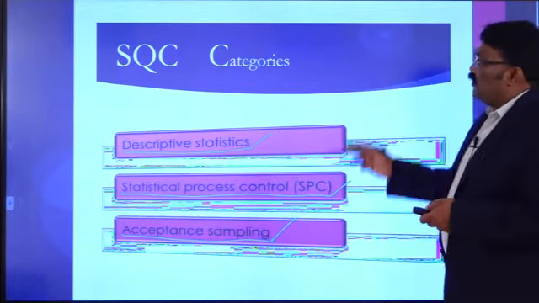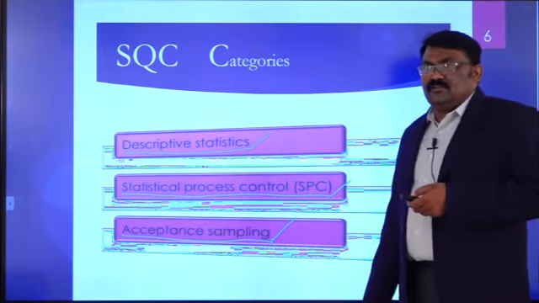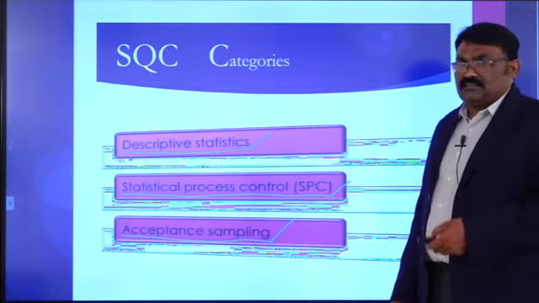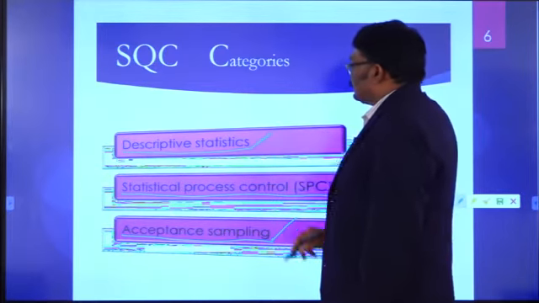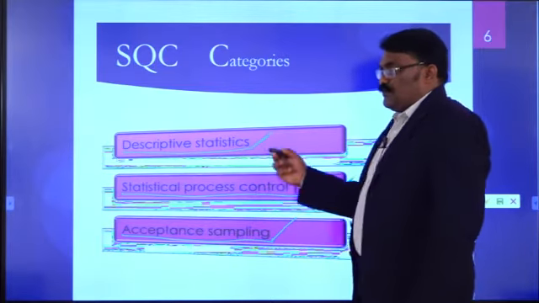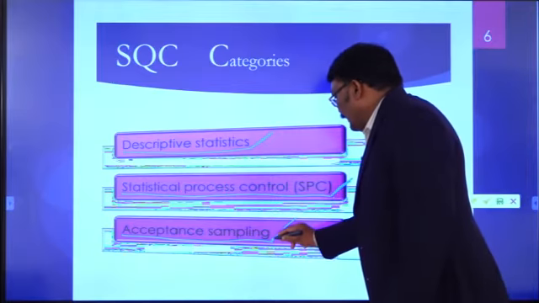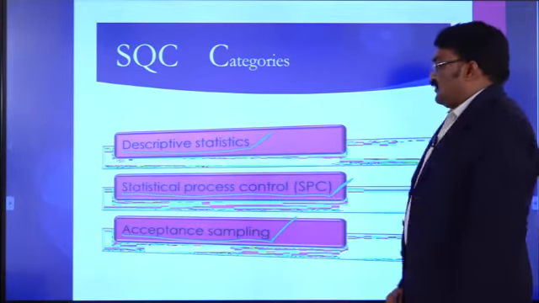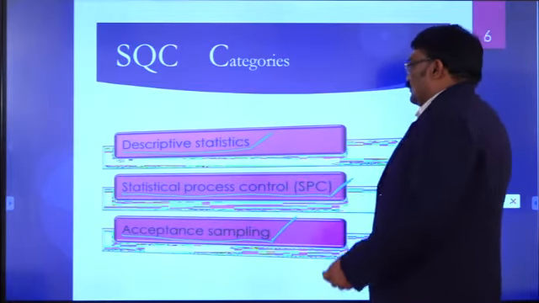That means, to control quality in any organization, we actually need to calculate the descriptive statistics. Then we need to set the process limits, upper limit, lower limit and the middle limit, that is statistical process control, and what sample size we are going to accept. So, under the descriptive statistics, what all will be there?